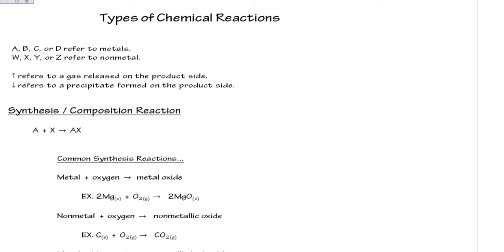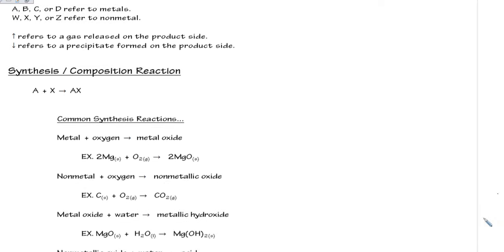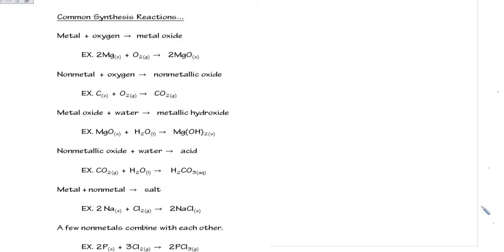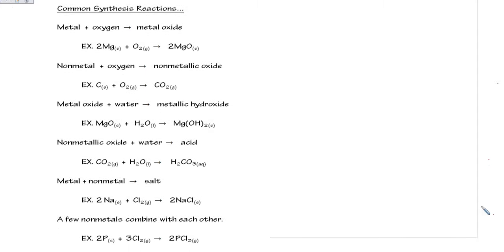We're going to start out by looking at synthesis reactions. In a synthesis reaction, the key is that there's only one product. We can join 2 reactants, we can join 10 reactants, but we only form one product. So some common synthesis or composition reactions might look like this. And most of these are probably things that you could have done last year.